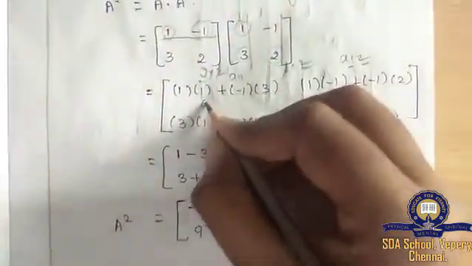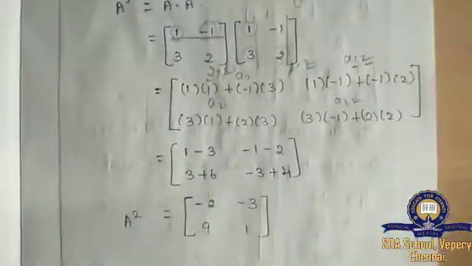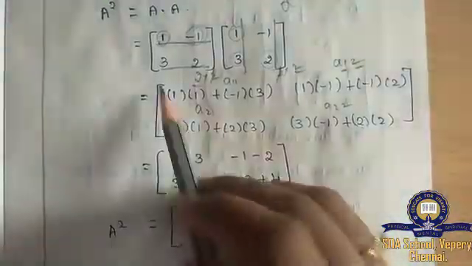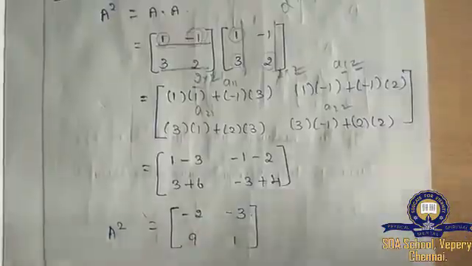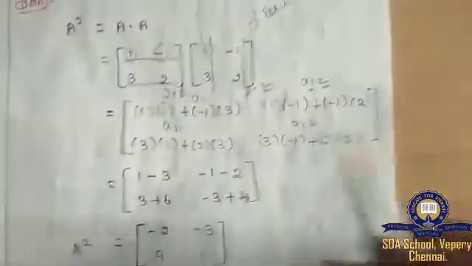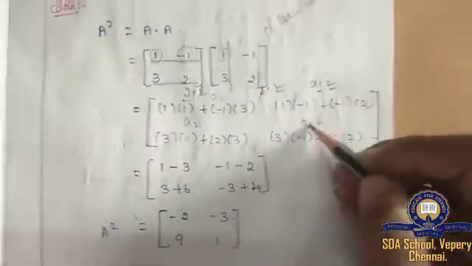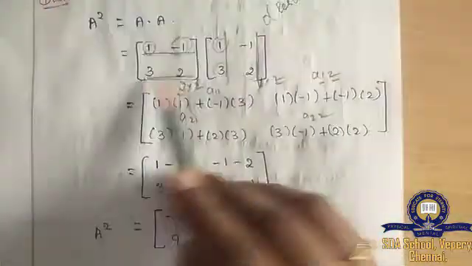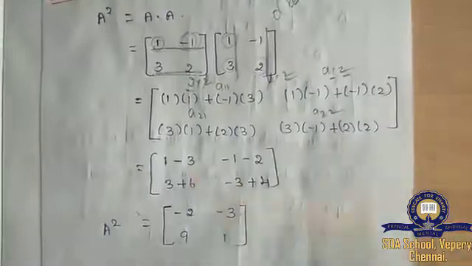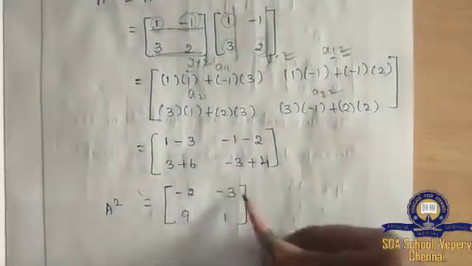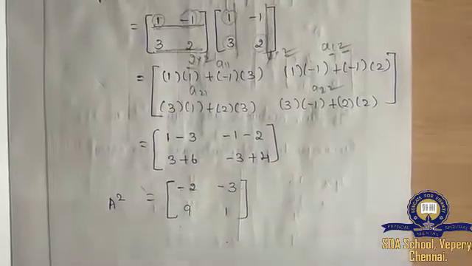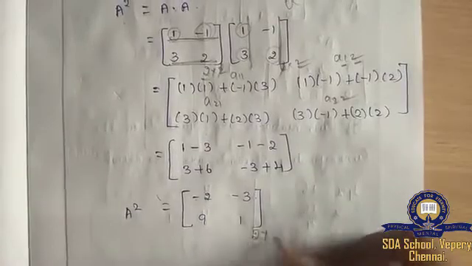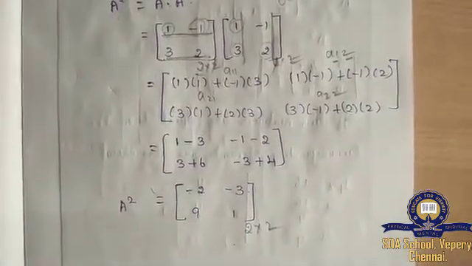Let's move on to the second row, A21 and A22. Meanwhile, the first row was multiplied with the first column. Now the second row should be multiplied with the first column. So 3 into 1 plus 2 into 3. Then move on to the last one. So second row, second column. What will happen? 3 into minus 1 plus 2 into 2. After solving, your answer will be minus 2, minus 3, 9 and 4. So A square is equal to the resultant matrix. Now check whether the order is right or not. The resultant matrix order is 2 by 2. Let's move on to the next problem.